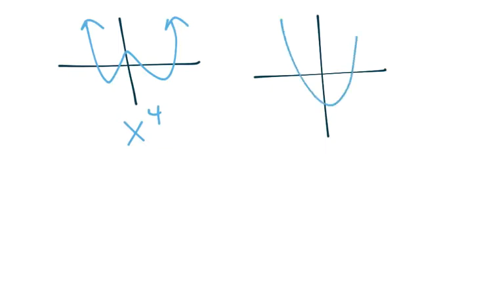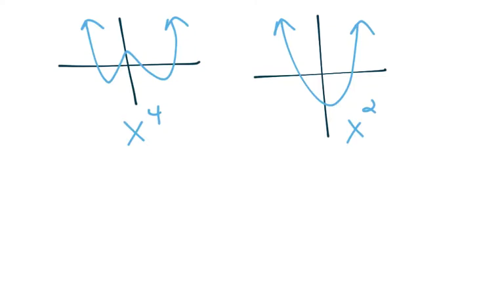How about even numbers? This was like an x to the 4th polynomial, and x squared we know looks like this. All of our even powered polynomials, both ends will either be going up or both ends will be going down, depending on if the leading coefficient is positive or negative.